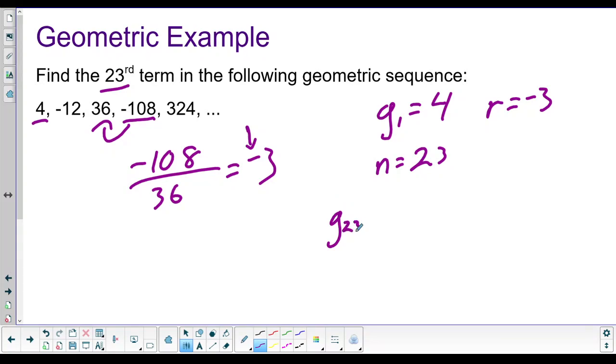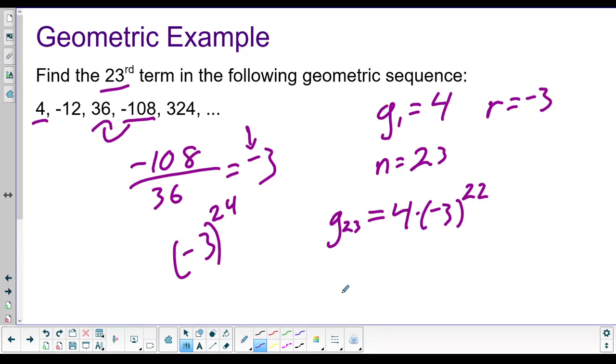So G23, because we're looking for the 23rd term, equals G1 times your common ratio. And it's really important here that we have the negative inside a set of parentheses when we do the exponent. If you have -3 to the 23rd power, this will actually tell you the correct answer. But if this were an even number, like to the 24th power, then if it's an even exponent, it's going to mess up, and it'll tell you a -1 even though it should be positive. That's because it does the order of operation goofy. So just make sure that you put that bad boy in parentheses. So to the n minus 1. So 23 minus 1 would be 22.